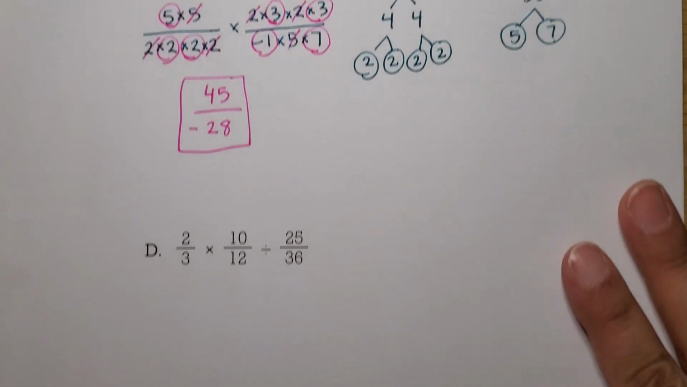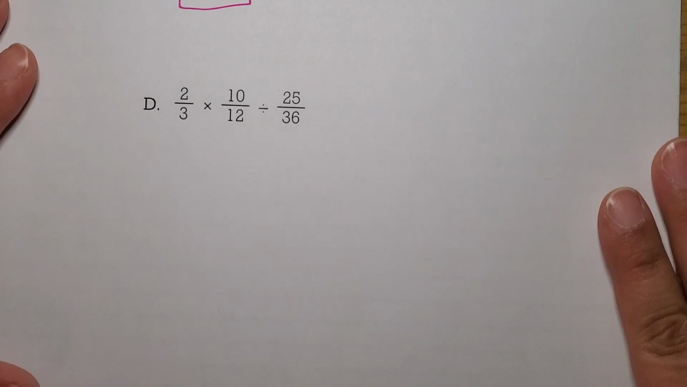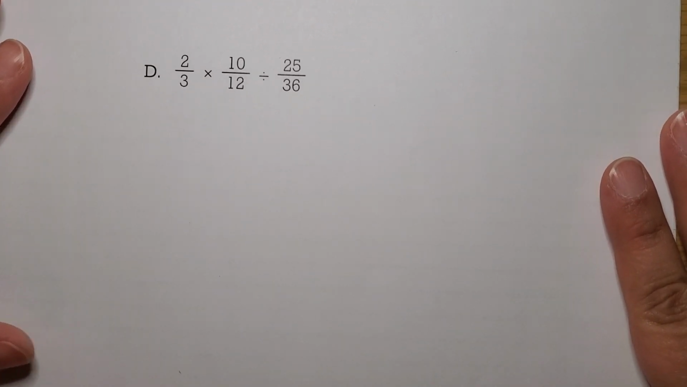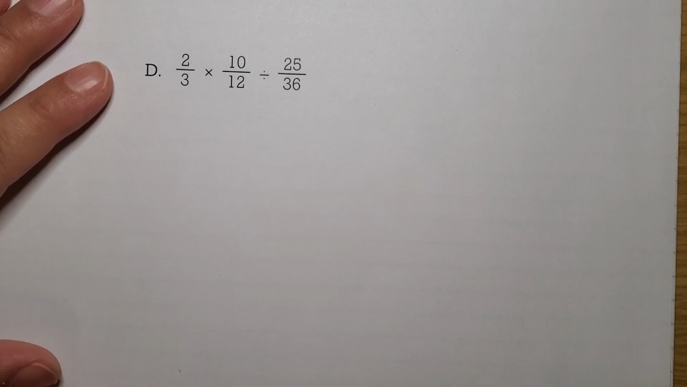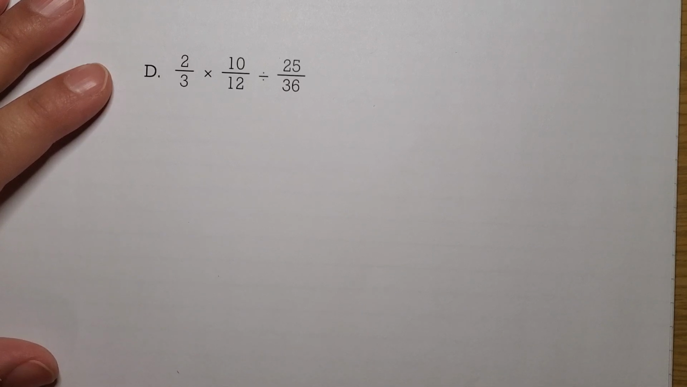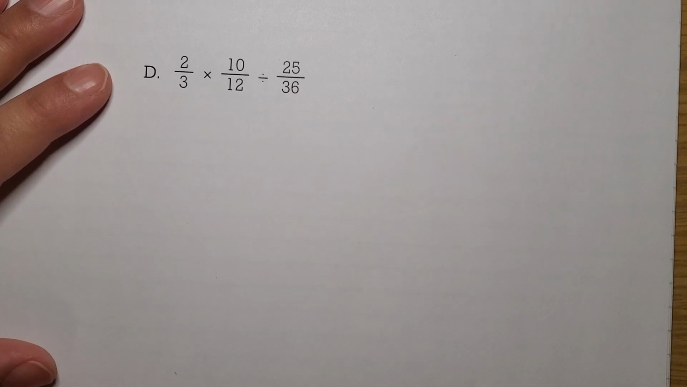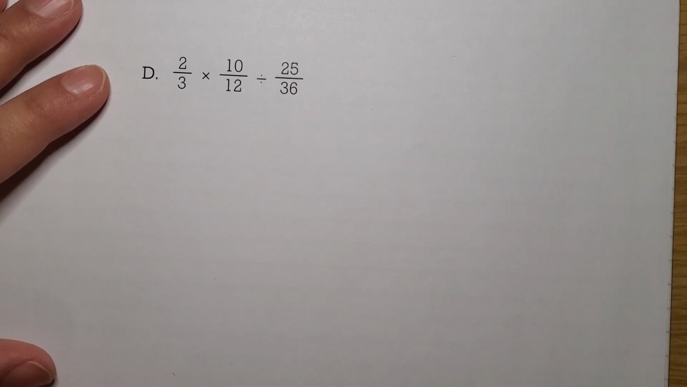Right, and we have one last problem. This one we're going to use 3 fractions. We've got 2/3 times 10/12 divided by 25/36. So when you have both multiplying and dividing, you can change that division component into multiplication right away, and then you can just multiply all the fractions at once.